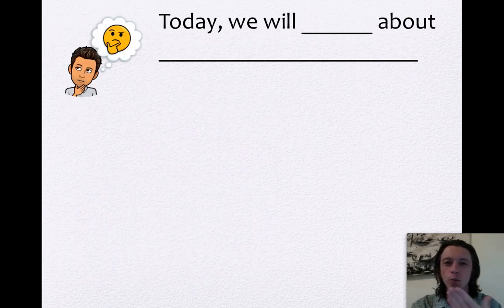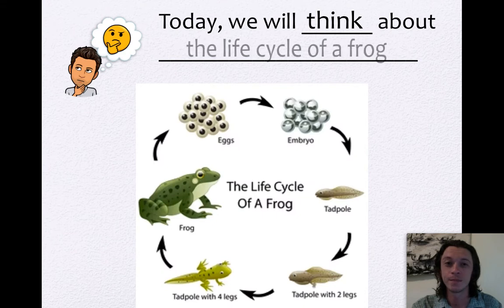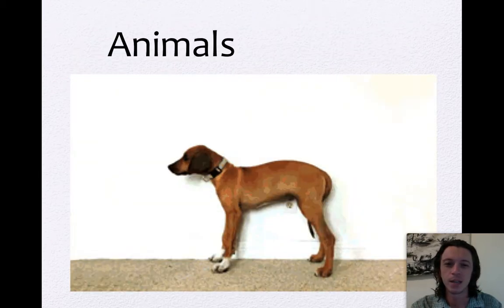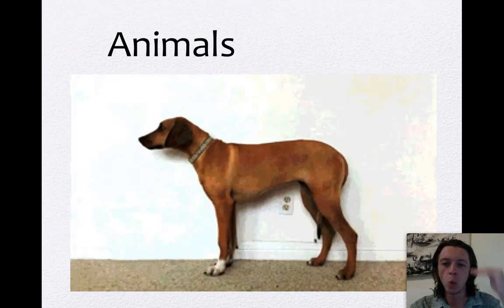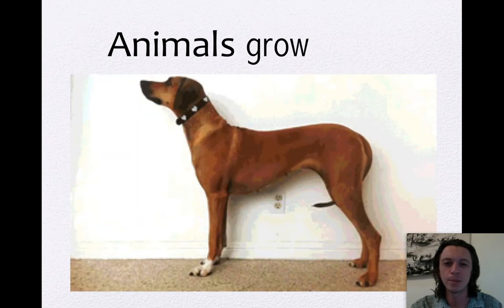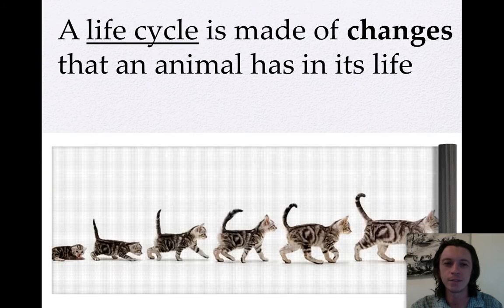Today we will think about the life cycle of a frog. Animals grow. A life cycle is made of changes that an animal has in its life.